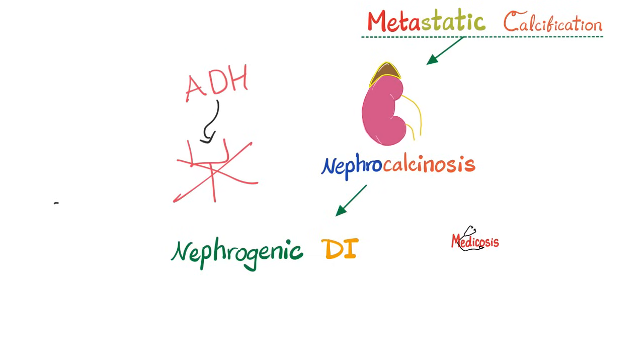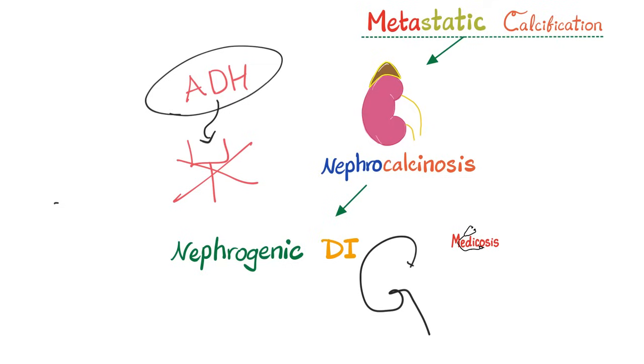And when I am not sensitive to ADH, I will not be able to retain the urine, anti-diuresis, and therefore I will lose lots and lots of water into the urine. Urine volume will go up, and I will keep urinating all the time, and I will keep drinking too much water all the time to replenish the volume loss. This is called nephrogenic diabetes insipidus. So this shows you that metastatic calcification can be evil. We do not study these topics for the lols.